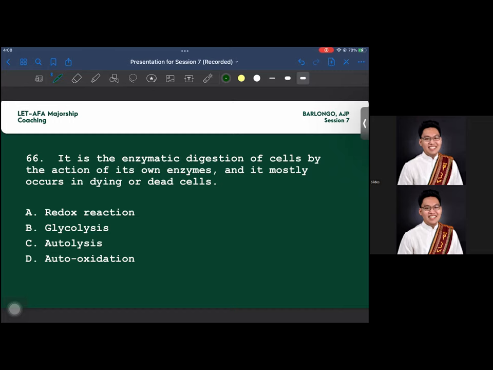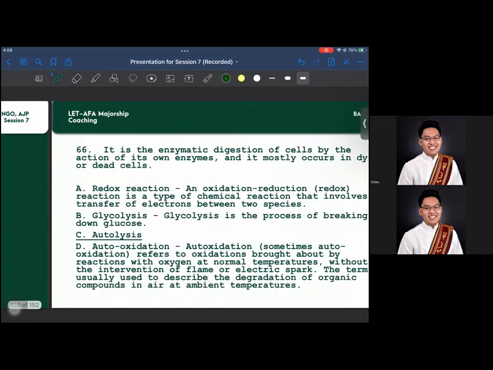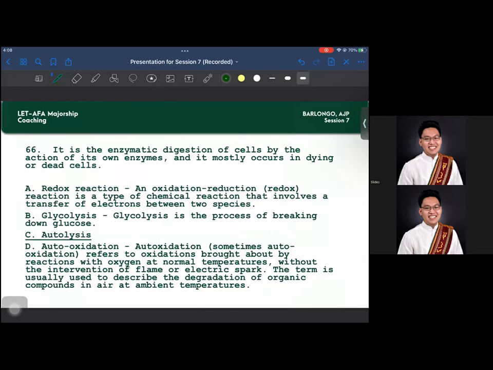But actually, if you have your foundation on the basic sciences, you could dito filter the choices. Una, redox reaction is a topic on general chemistry. An oxidation-reduction or redox reaction is a type of chemical reaction that involves a transfer of electrons between two species. So nagkakaroon ng transfer. In glycolysis naman, it is a process of breaking down glucose. Actually, in general biochemistry pala meron to. This happens during cellular respiration, and it is actually the first step of cellular respiration, breaking down of glucose.